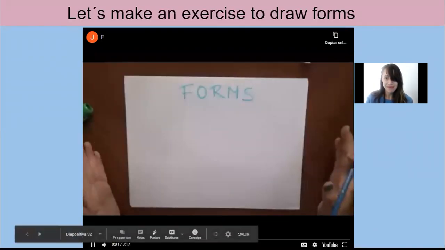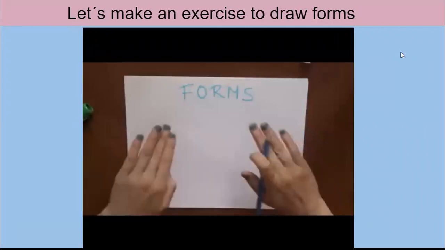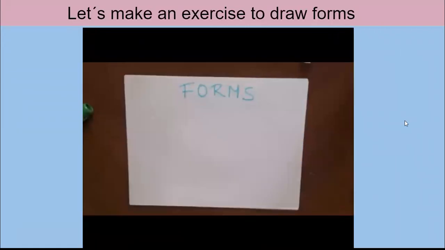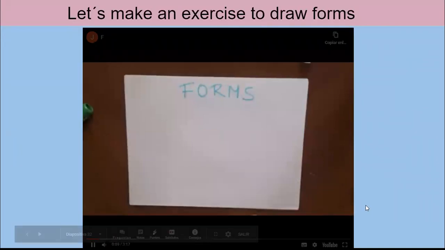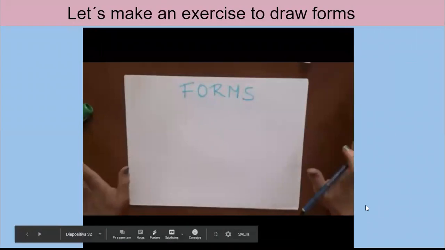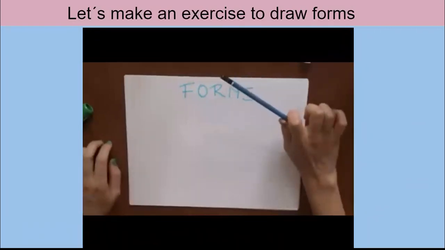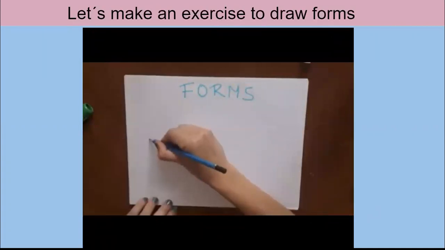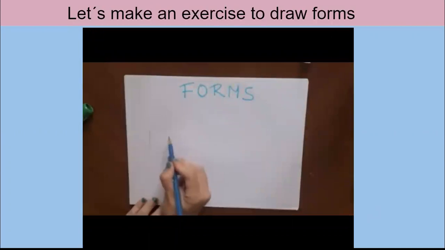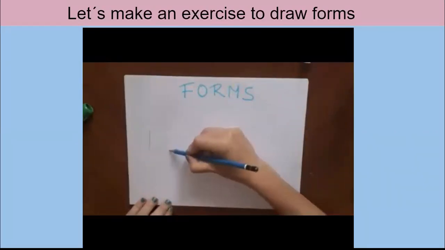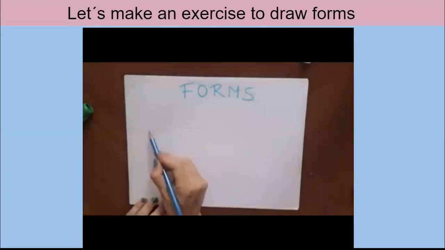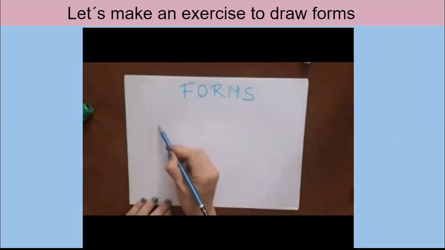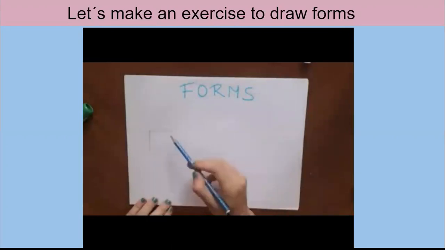So guys, in this class, we're going to learn how to do forms. We're going to learn how to do a cube, a cone, and a sphere. First you need paper and a pencil. Write the title on the top of the paper. In order to do the cube, you're going to do a square. We're going to start doing three-dimensional shapes. You have to follow this very carefully. This is very important.